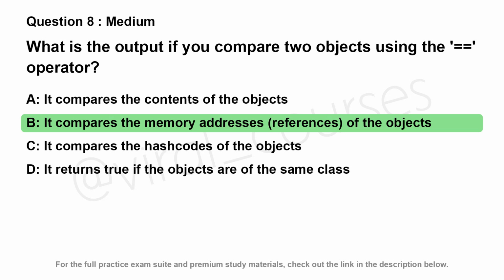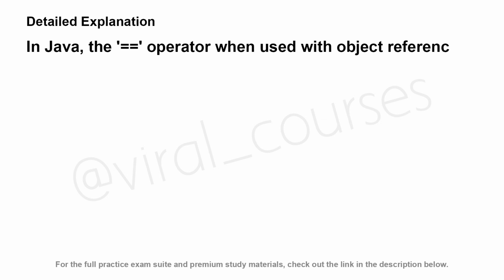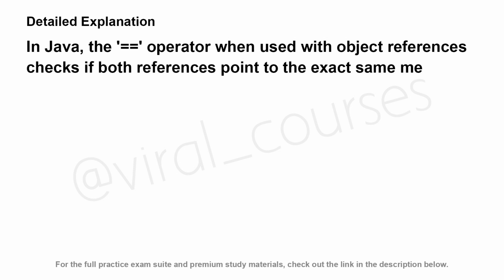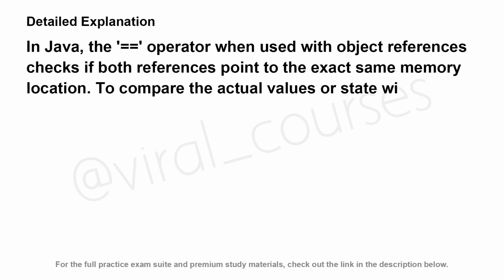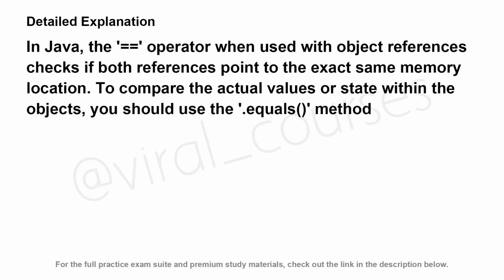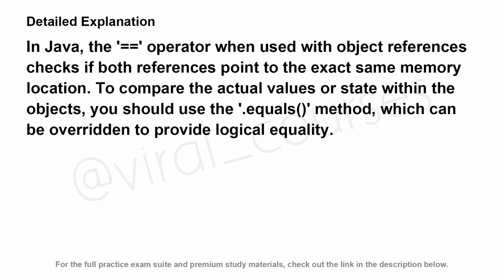The correct answer is B. In Java, the == operator when used with object references checks if both references point to the exact same memory location. To compare the actual values or state within the objects, you should use the equals method, which can be overridden to provide logical equality.